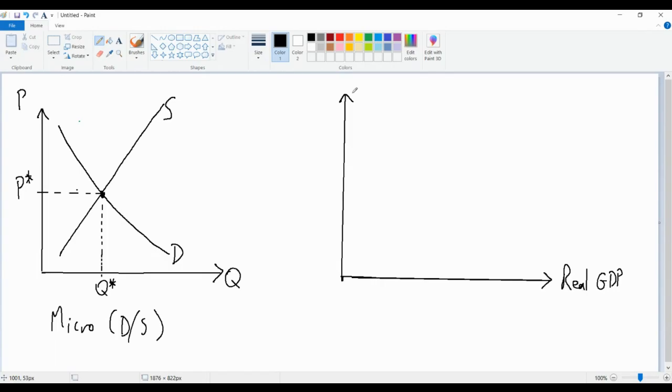Now, there are two versions of this. In one version, you put PT here. Remember, PT is just our measure of what average prices are. But there's another version of this theory that instead of putting PT, puts the inflation rate. And there's several reasons why it makes sense to put the inflation rate here rather than some measure of the price level.